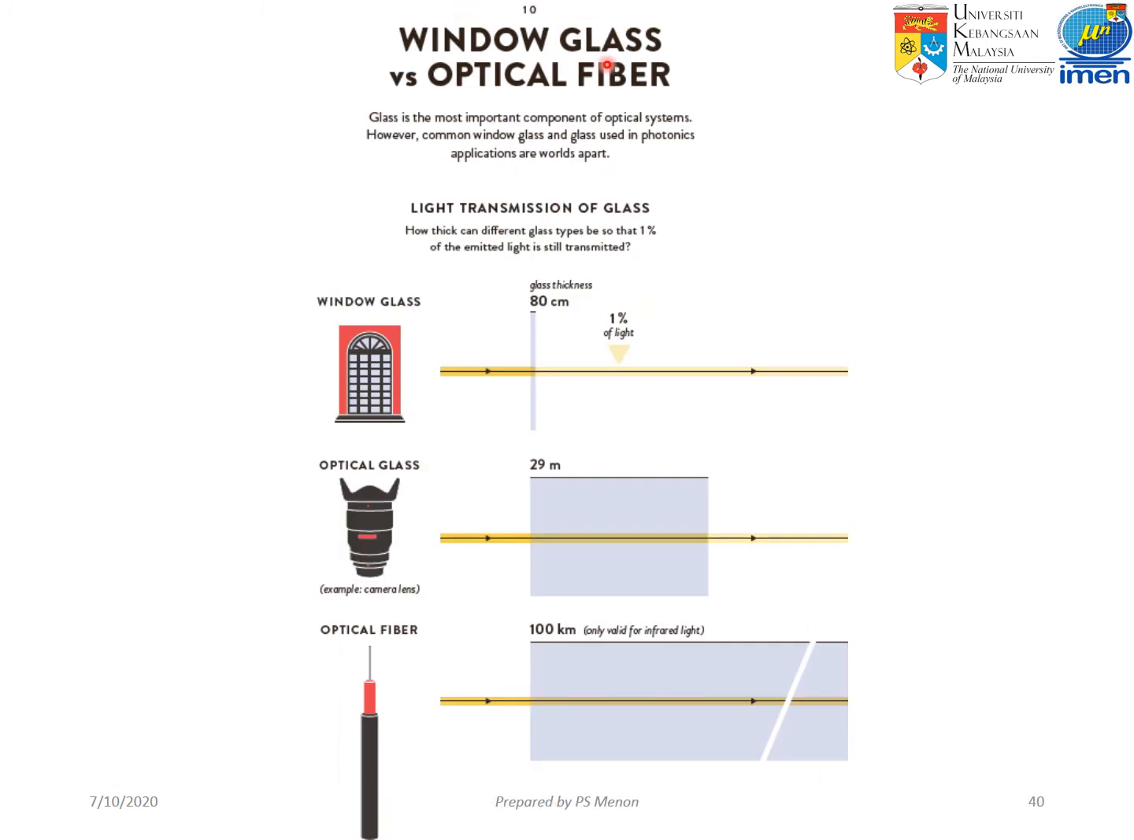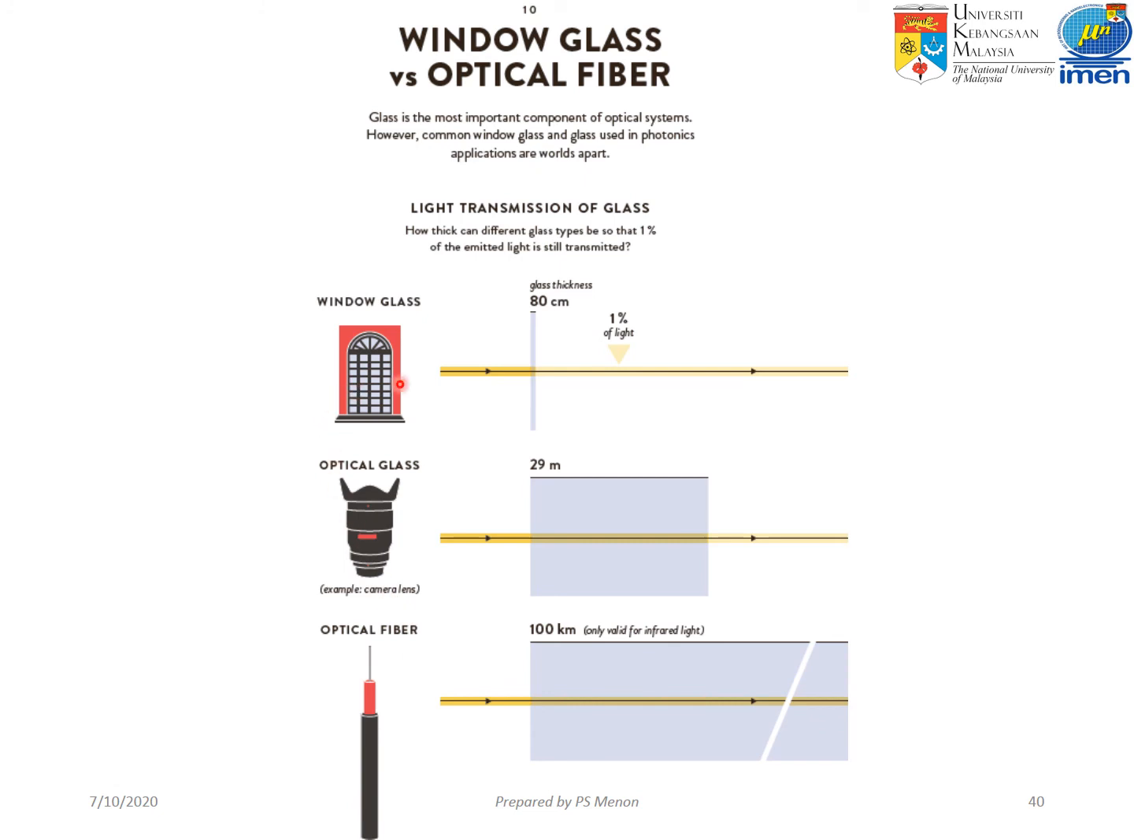So, window glass versus optical fiber. Glass is the most important component of optical systems. However, common window glass and glass used in photonics applications are worlds apart. Now let's look at light transmission of glass. How thick can different glass types be so that 1% of the emitted light is still transmitted? This is a window glass, an optical glass, and also an optical fiber.